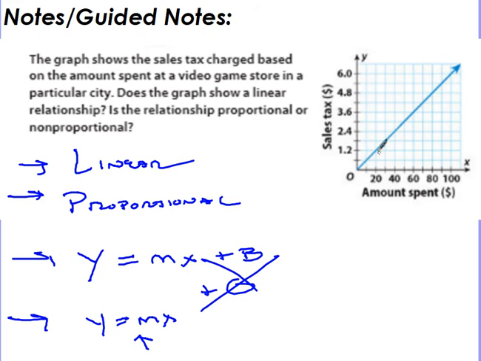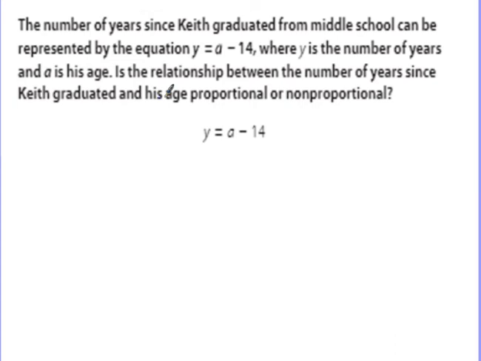And if I wanted to find the slope, I could. There's a perfect point, up 1.2 over 20. And I can simplify that. Okay, but it is linear and it is proportional. Sometimes you're going to be given an equation. You have to determine if it's linear or if it's proportional.